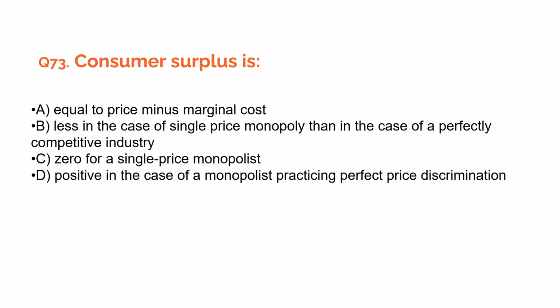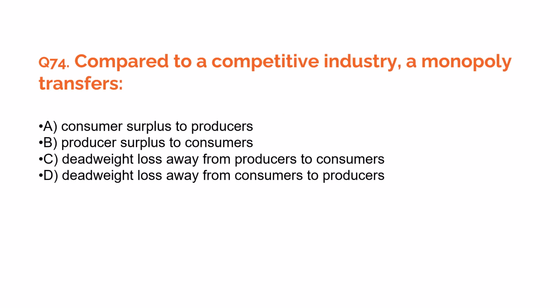Now the 73rd question, consumer surplus is. Consumer surplus is less in the case of a single price monopoly than in a perfectly competitive industry, because in a monopoly the producer has control over prices. Now moving on to the next question. 74. Compared to a competitive industry, the monopoly transfers consumer surplus to producers. Option A. The reason is the monopolist's ability to charge a price above marginal cost and restrict output allows it to capture some of the consumer surplus that would have existed under perfect competition.